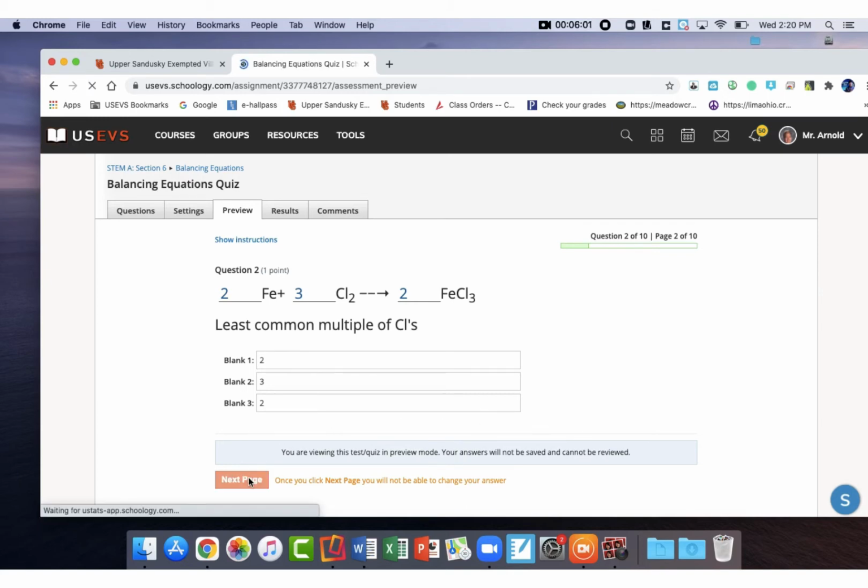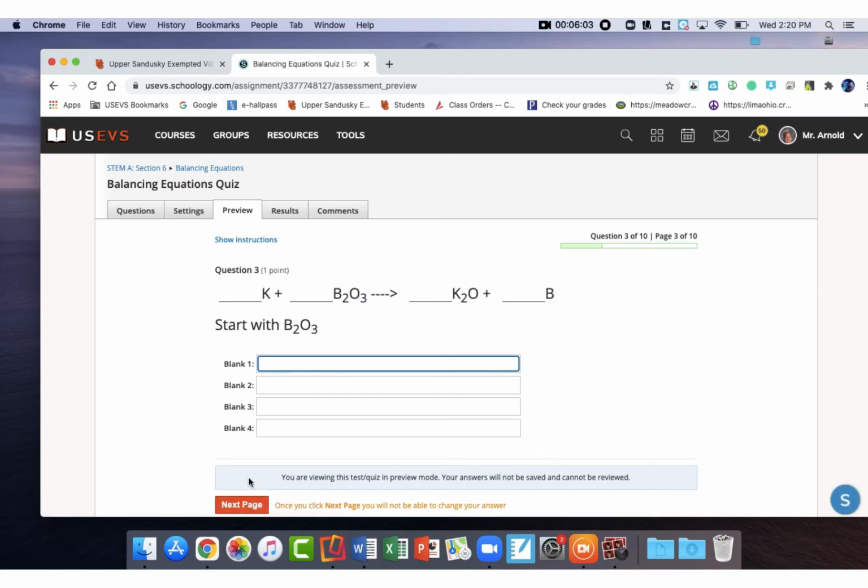Next page. All right, start with B2O3. Here's B2O3 right there. All right, so what do you think? We'll do the B's first? Okay, let's do the B's first. There's 2 B's over here. There's only 1 over here. So we need a 2 in front of that.